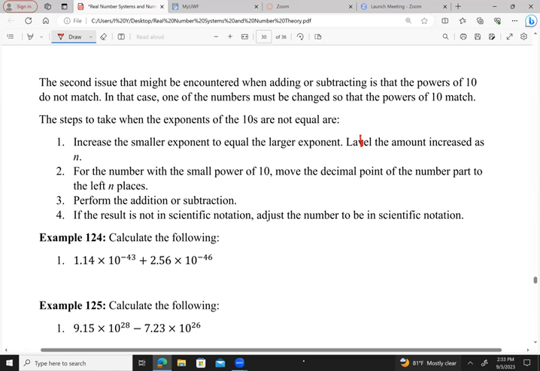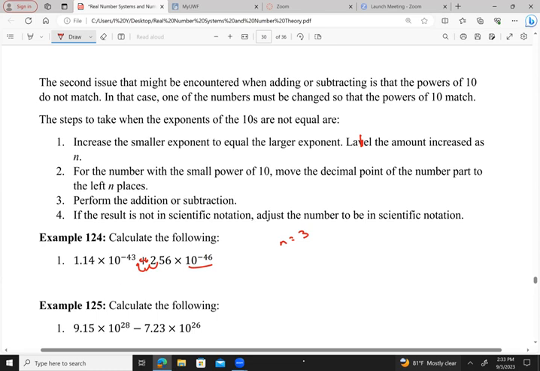So now I have 1.14 times 10 to the negative 43rd. And I have 2.56 times 10 to the negative 46. I need that to be negative 43. So in this case, the number with the small power of 10, move the decimal point n places. n is equal to 3. So we move the decimal point n places left. So 1, 2, 3, 0.00.